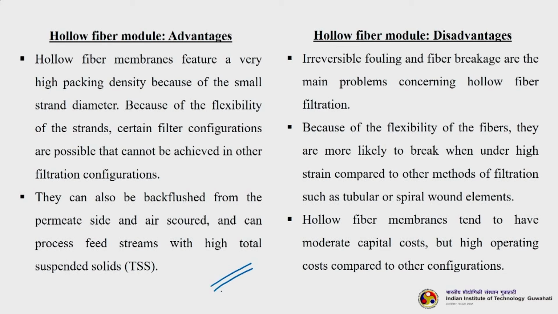Let us consider these are small fibers, single fibers, and they are fused together. They do not have any mechanical support inside. So, due to this, whenever you are applying a very high pressure, these fibers may behave like this, and they will get distorted due to the higher pressure. That is why they will twist basically. This will create flux problems as well as problems in separation, and hollow fiber membranes tend to have moderate capital cost, but high operating cost compared to other configurations. So, operating cost is actually a little higher.